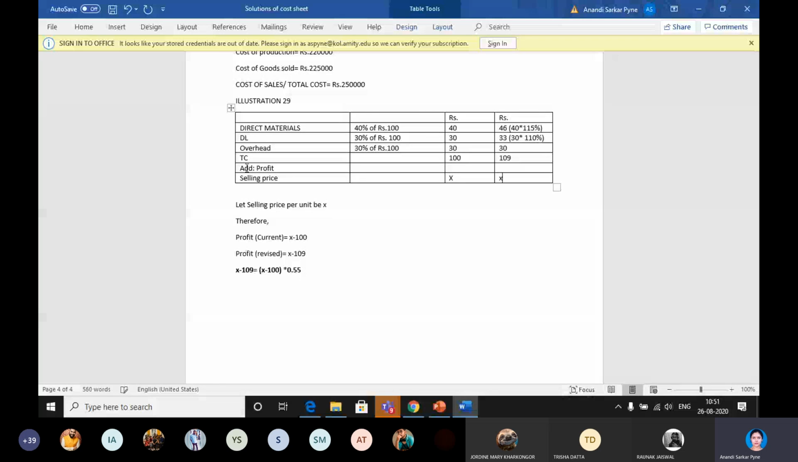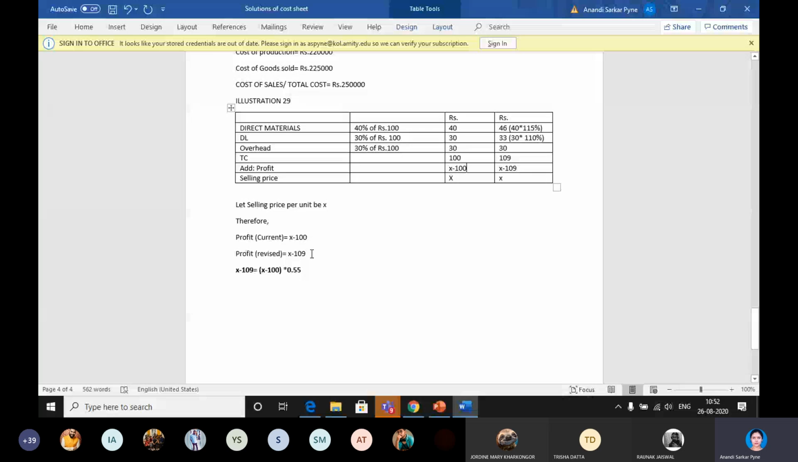So what will be the profit? Selling price minus the total cost will be the profit. That's what I have written here. Profit for the current year is x minus 100. Profit for the revised year is x minus 109.